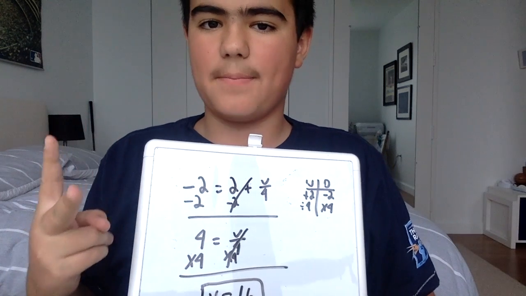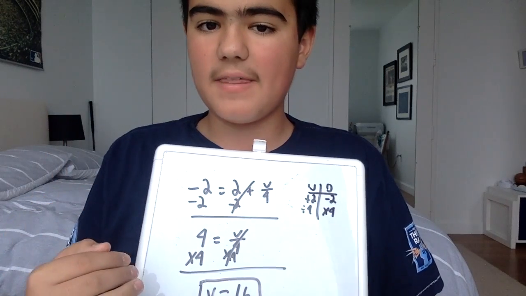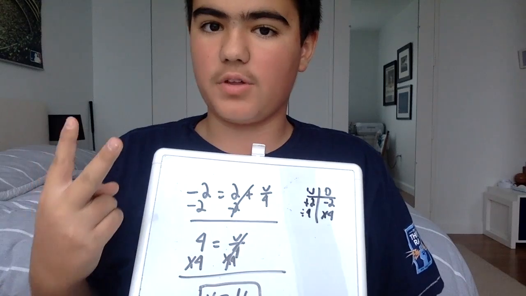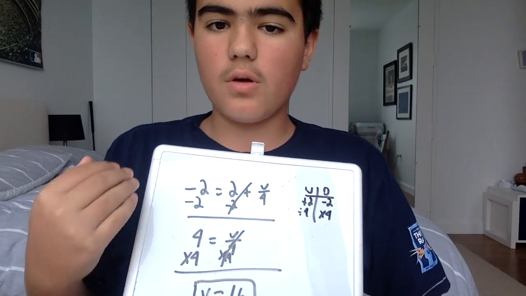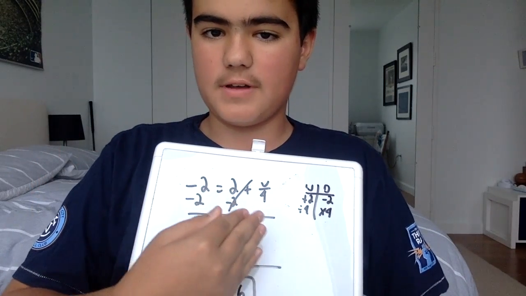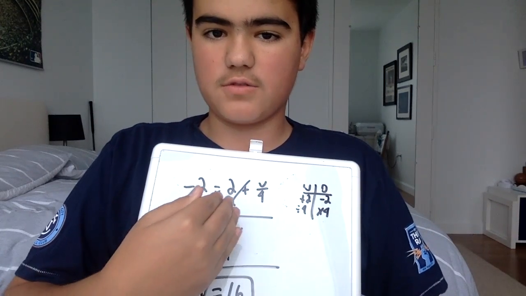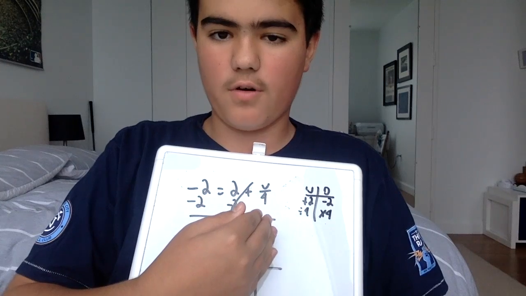Equation is two-step equations. So what do I mean by that? You would have to do the inverse operation twice, and we'll get to that later. So what you first do is write out the problem as the example written above here. Negative 2 equals 2 plus v divided by 4.